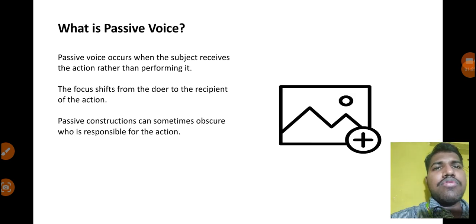What is passive voice? Passive voice occurs when the subject receives the action rather than performing it. The focus shifts to the recipient of the action. Passive constructions can sometimes obscure who is responsible for the action.